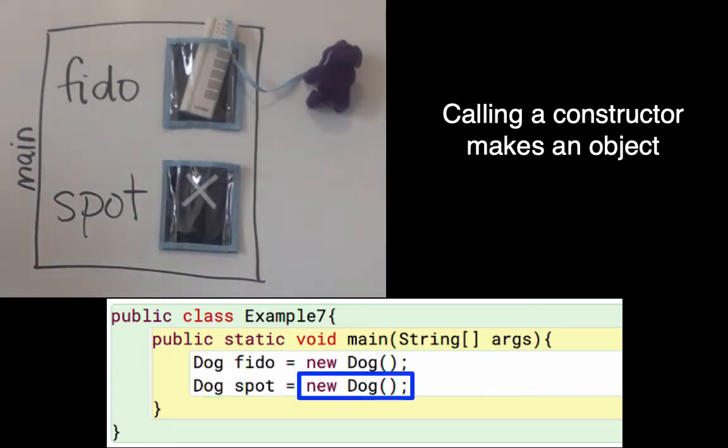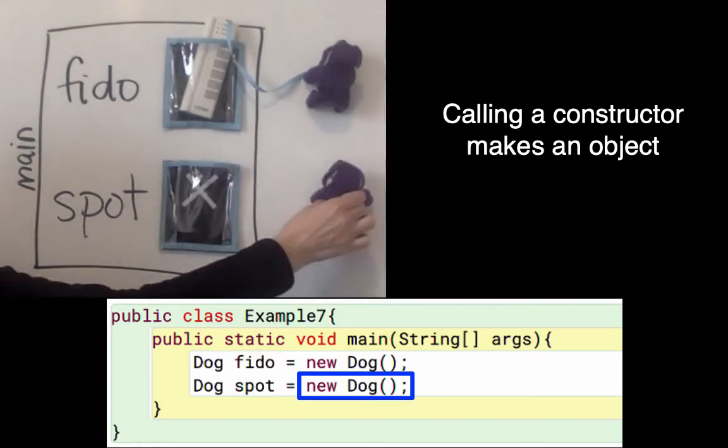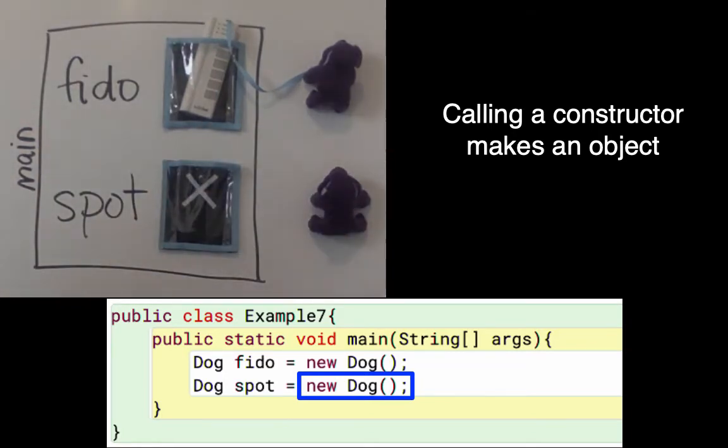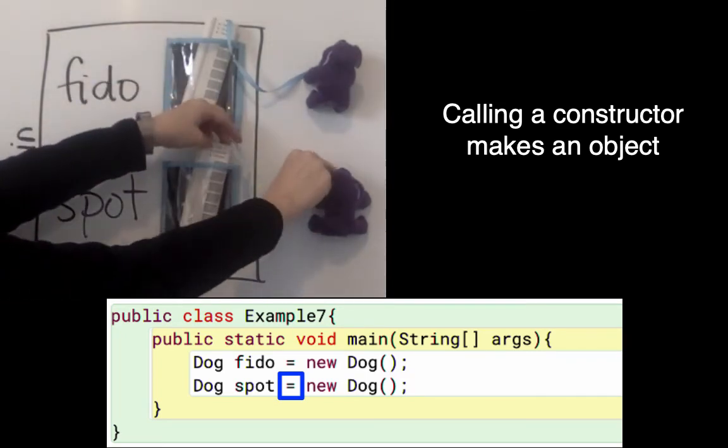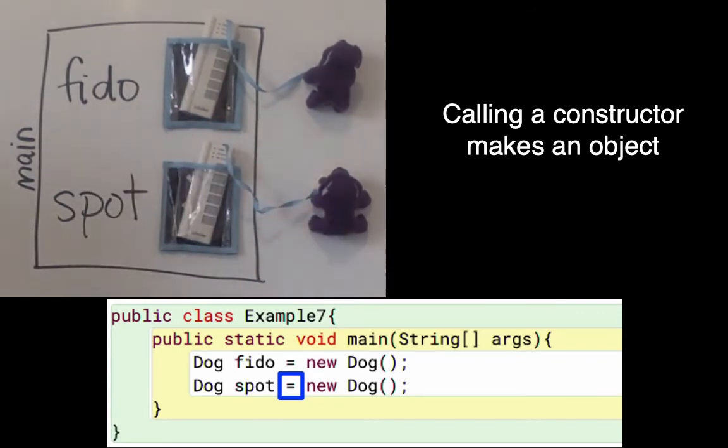The right-hand side says new Dog, so there we're calling the constructor. A constructor is a method with the same name as the name of the class, and we call it using the keyword new, and calling a constructor makes an object. So again, that makes a Dog object on the right-hand side. And then finally, that assignment statement sets the variable spot to reference, or keep track of, that newly created Dog.